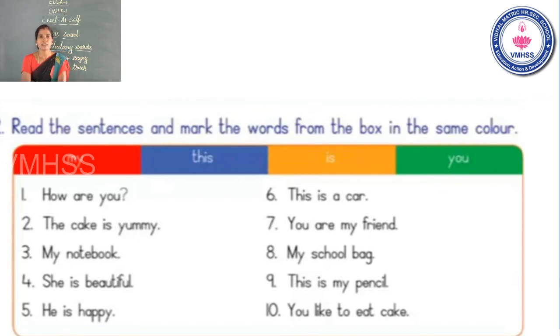Next one, sixth one. This is the car. Which one whole words? Two whole words in this sentence. This is. You color this blue color. Next is yellow color sign.